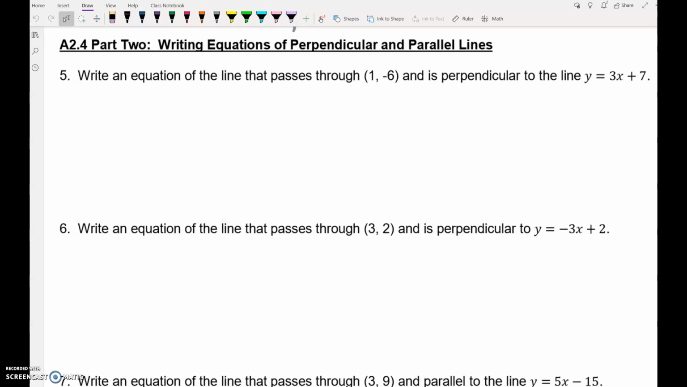Today we're going to look at writing equations for lines that are parallel or perpendicular to something that's given to us. So we want to write an equation of the line that passes through the point (1, -6) and is perpendicular to the line y equals 3x plus 7.